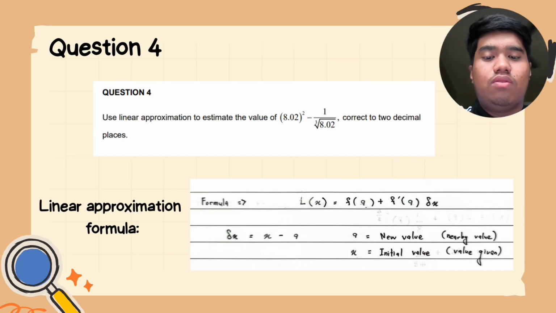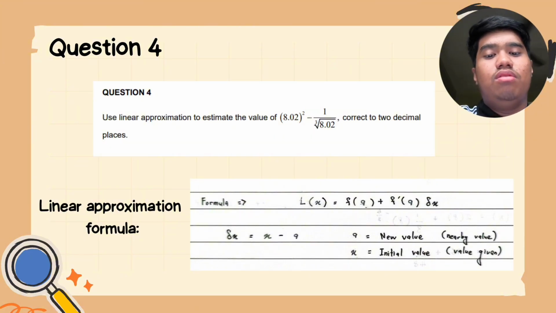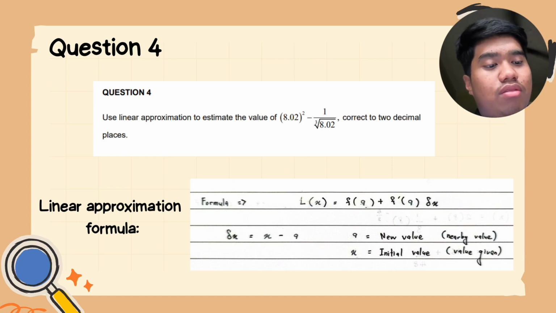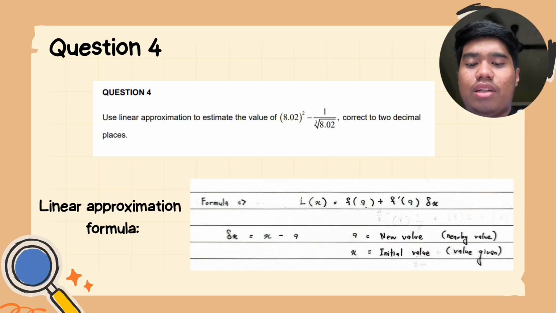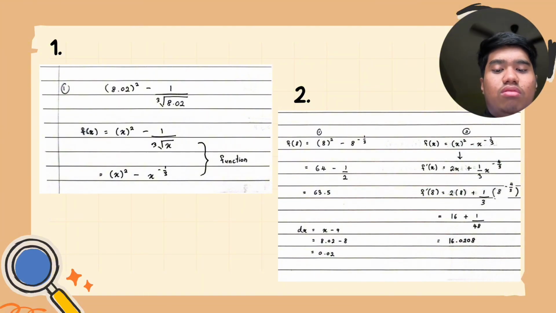Okay, so for the next question, which is the last question, question 4: use linear approximation to estimate the value of 8.02 power of 2 minus 1 over 3 square root 8.02 correct to 2 decimal places. So from this question, we need to find the function first. From the question, we can determine the value of x, which is 8.02.